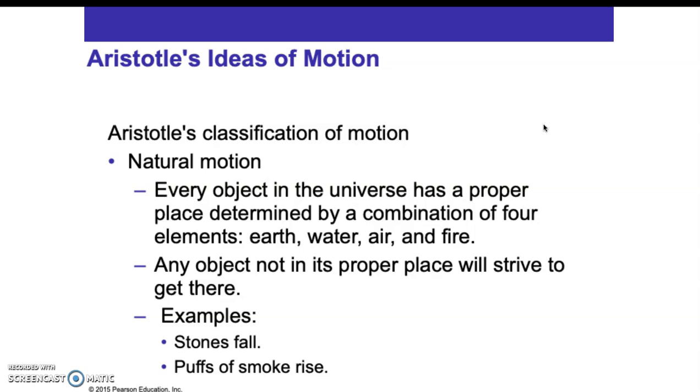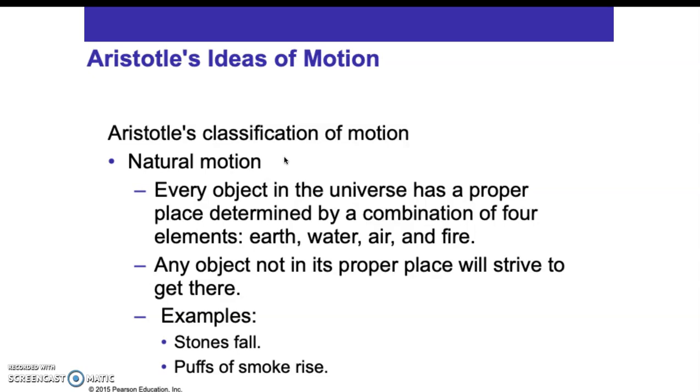Aristotle had classified motion as natural motion, and what that means is that every object has a proper place determined by a combination of four elements: earth, water, air, and fire. Now, any object not in its proper place will then try to get there or strive to get there. For example, stones will fall back to the earth. Smoke will rise because it's air.